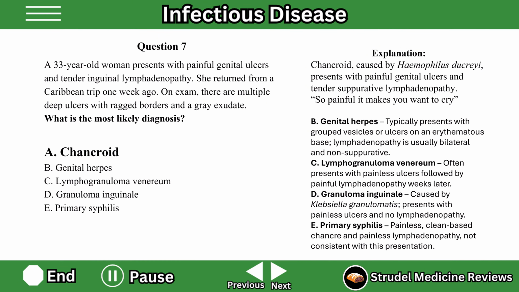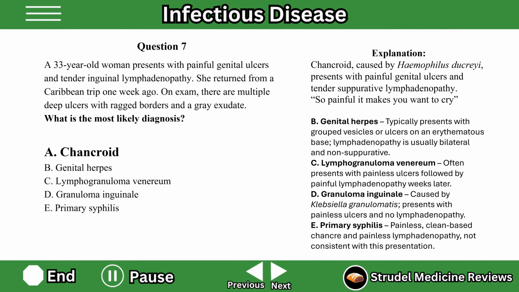So for the other answer choices, choice B, genital herpes, will typically present with your rosebud on a rose, or dewdrops on a rose appearance, which is those grouped vesicles and ulcerations on an erythematous base. Lymphadenopathy is usually bilateral and non-suppurative. C, lymphogranuloma venereum, often presents with painless ulcers, followed by painful lymphadenopathy a few weeks later.